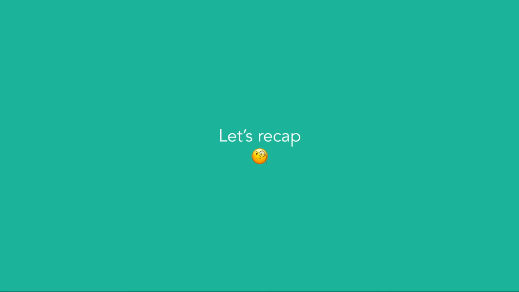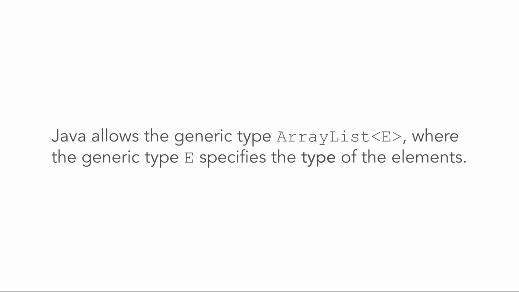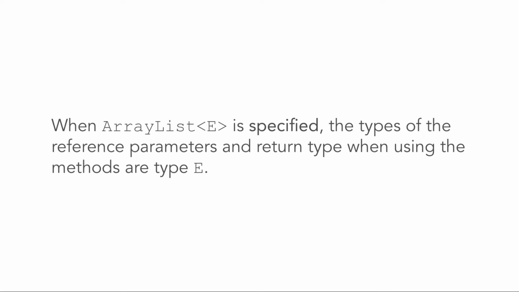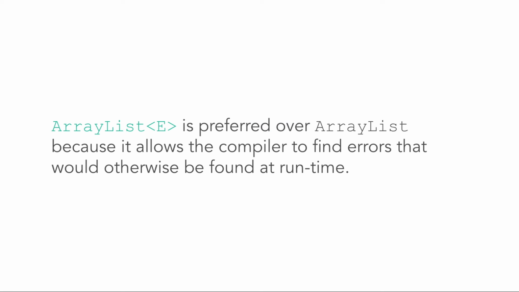Let's recap. Java allows the generic type ArrayList<E>, where the generic type E specifies the type of the elements. When ArrayList<E> is specified, the types of the reference parameters and return type when using the methods are of type E. ArrayList<E> is preferred over ArrayList because it allows the compiler to find errors that would otherwise be found at runtime. It is considered best practice to do so.